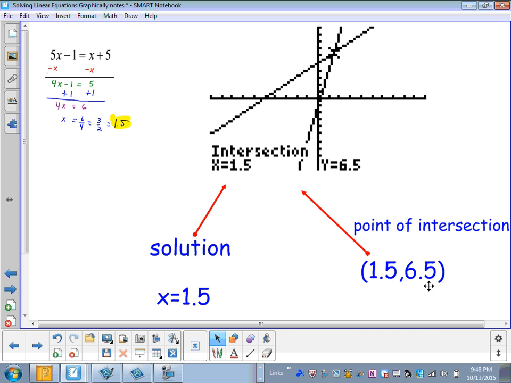It is an ordered pair. It's a point. The solution, though, is just the x value of 1.5. And as we see, we got the same solution when we solved it algebraically.